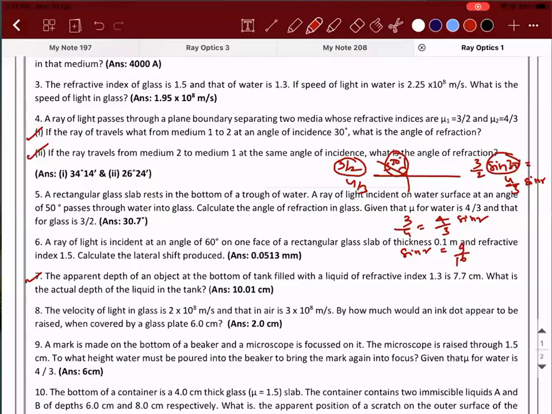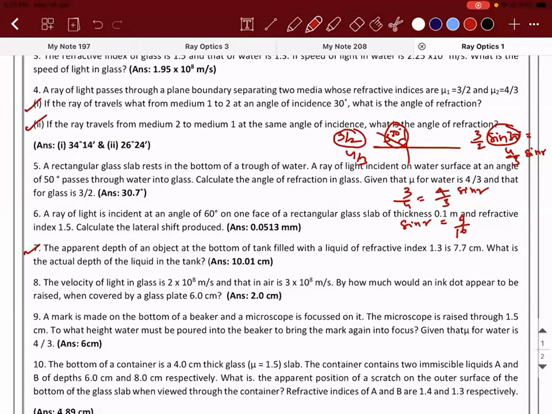So what is the answer for the second part? You will get sine inverse of 4 by 9, sir. Is it not 8 by 9? Check. Because you will have 4 by 3 into sine 30 is equal to 3 by 2. It should be 3 by 2, I think. Be 4 by 9.